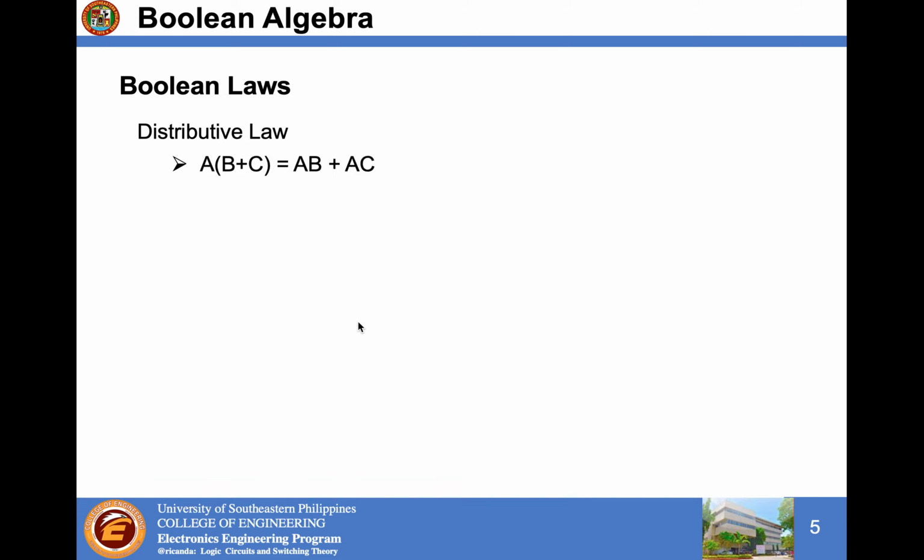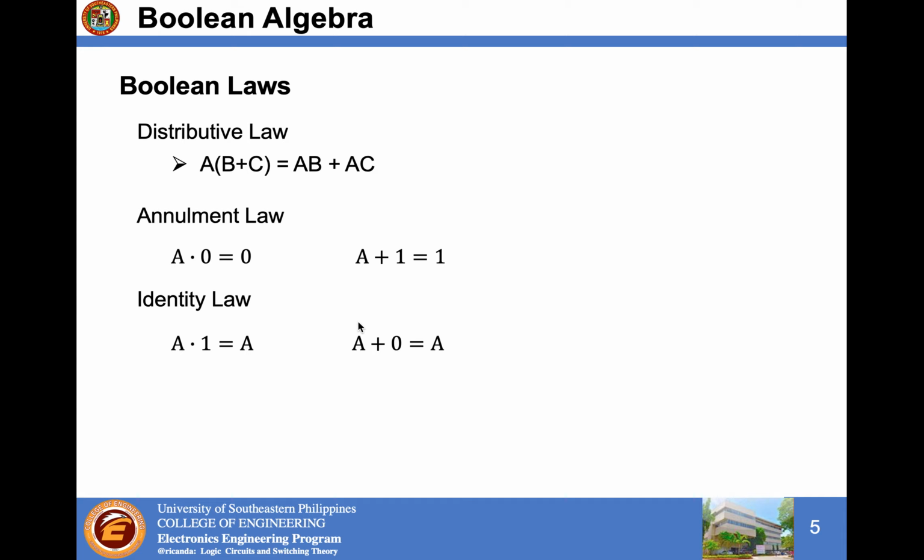Then we have the distributive law. If we have A AND with the quantity B OR C, it can be written as AB OR AC. Next, we have the annulment law. Using the AND, if we have A AND 0, that is equivalent to 0. Using an OR, if we have A OR 1, that is equivalent to 1. And we have the identity law. Using an AND, if we have A AND 1, that is equivalent to A. Using an OR, if we have A OR 0, that is equal to A.